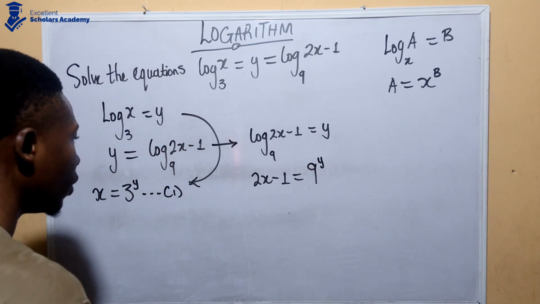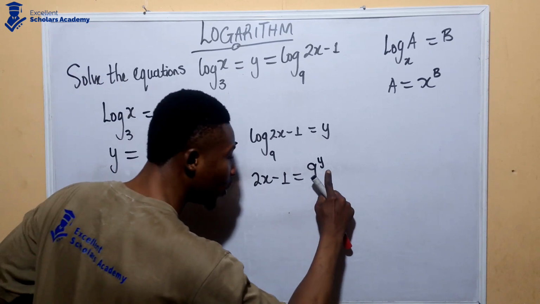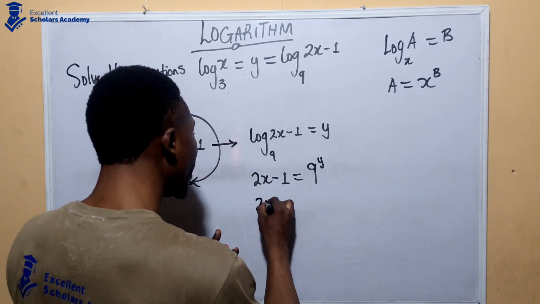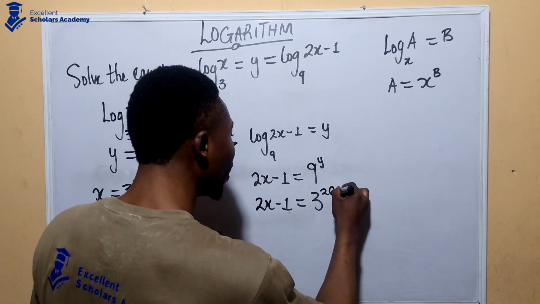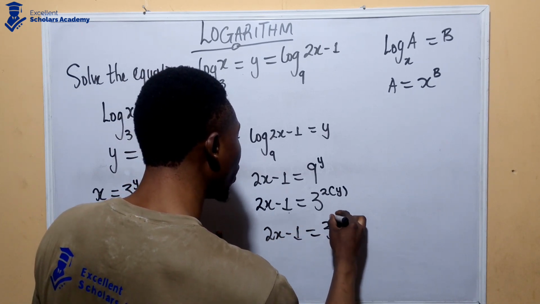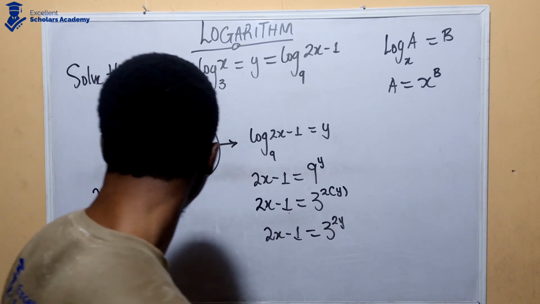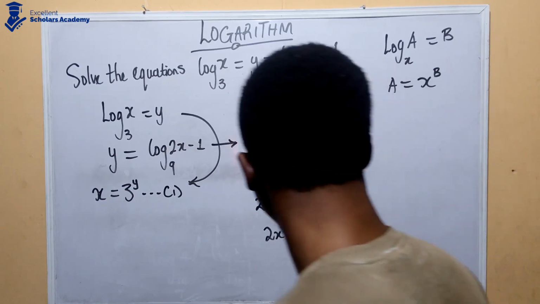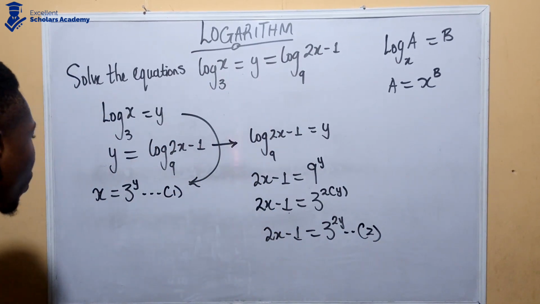Now we are seeing 3 to the power of y here, and we are seeing 9 to the power of y here. Let's express 9 in terms of 3. So it becomes 2x minus 1 is equal to 3 to the power of 2 multiplied by the y that was there. So this will be 2x minus 1 is equal to 3 to the power of 2y. Okay, so now let's continue. Let's call this equation 2.